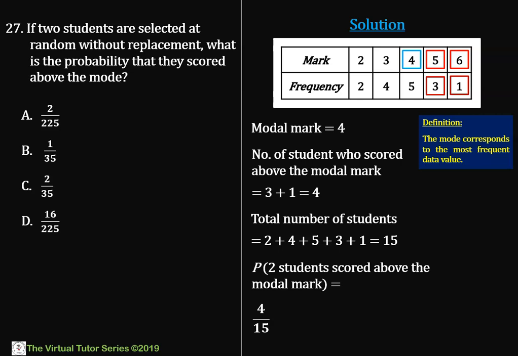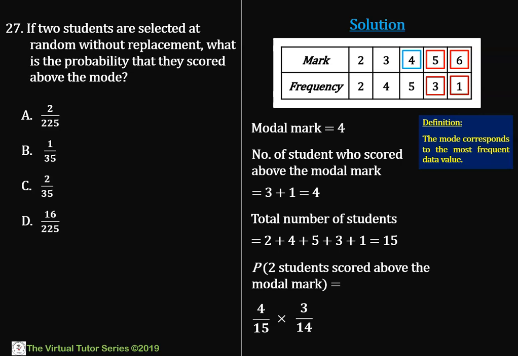Since the selection is without replacement, the number of students who scored above the modal mark will be 3 after the selection of the first student, and no longer 4. Similarly, the total number of students will be 14 and no longer 15. Therefore, the probability of selecting the second student is 3 over 14.